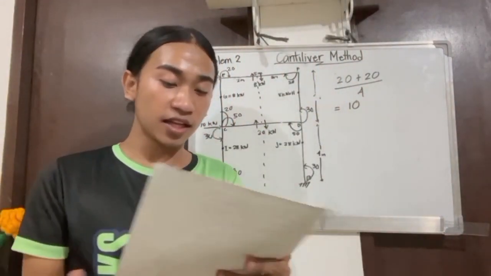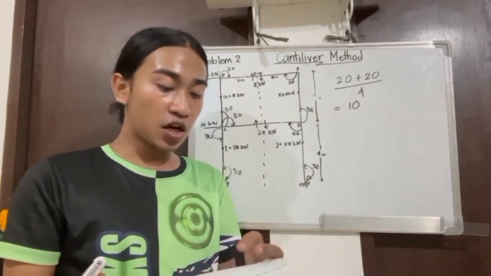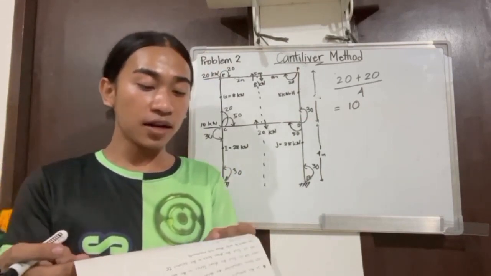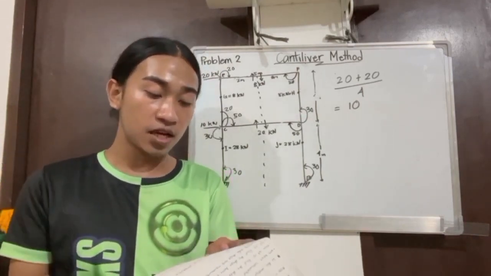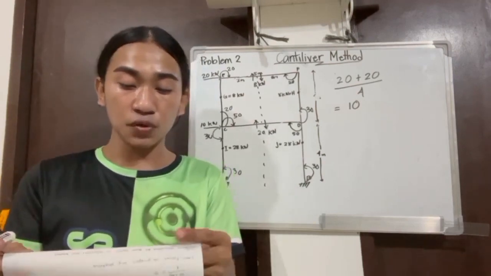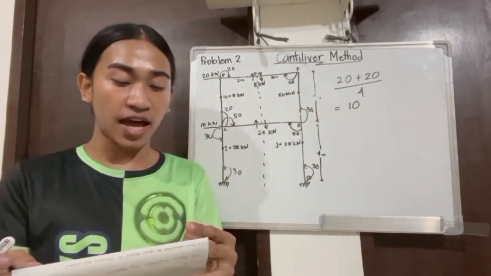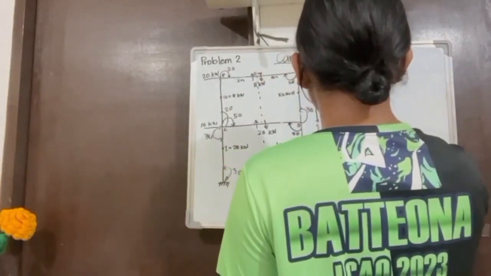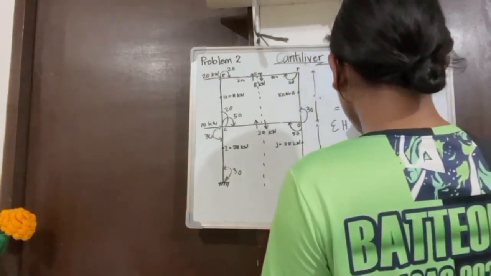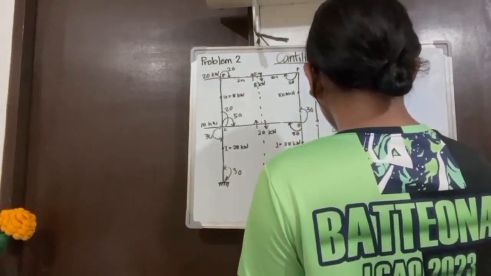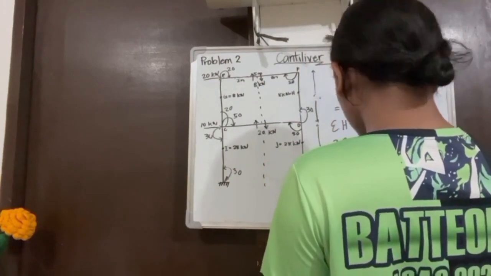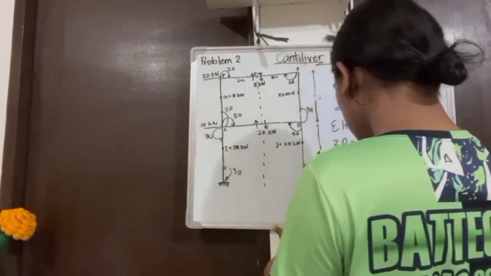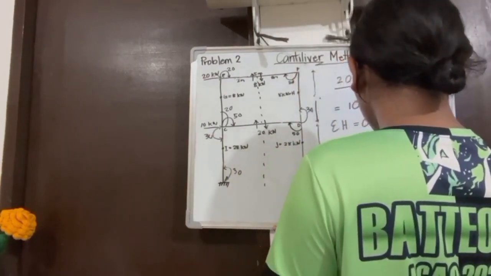We have calculated the shear forces in columns and beams. We have already calculated the actual forces in the columns. Now let us find the actual forces in the beams. For that, we have to use the shear forces in the columns. The actual forces in the beams will be summation of H is equal to 0, 20 minus 10 minus H is equal to 0, then H is equal to 10 kilonewton.